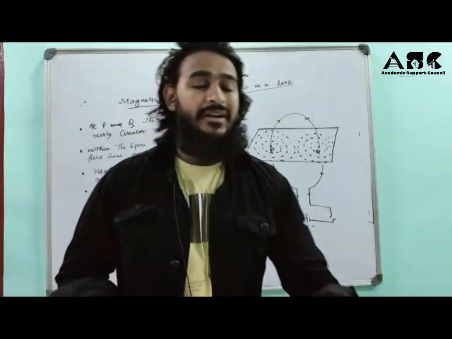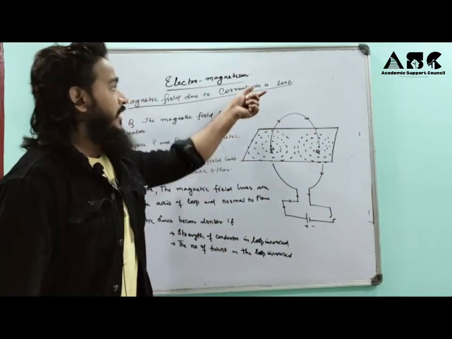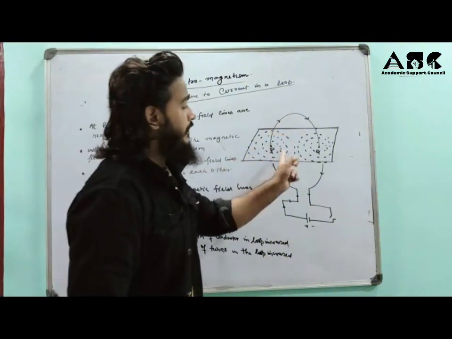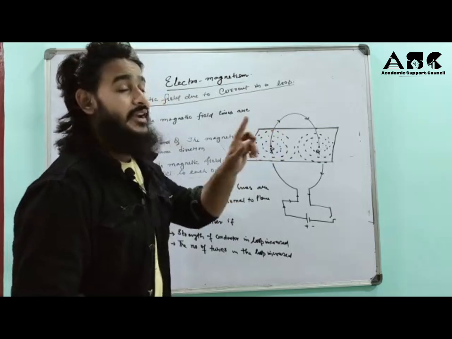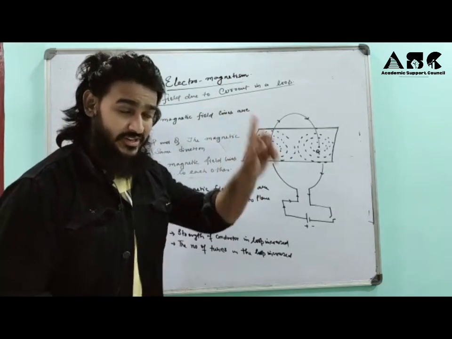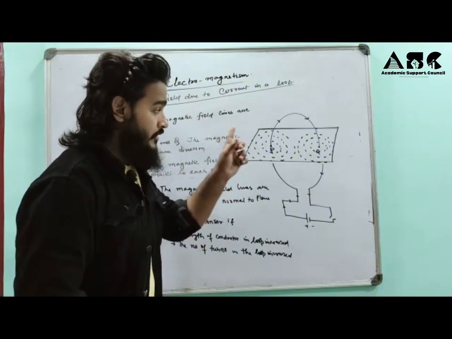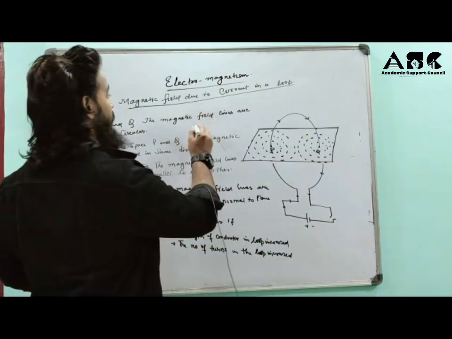Let's see what happens if the current is passing through a circular wire or a loop. We already learned that whenever current passes through a straight wire, a magnetic field is generated around the wire. So now let's see what happens when the current is passing through a circular wire.